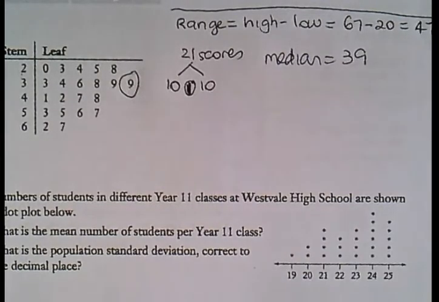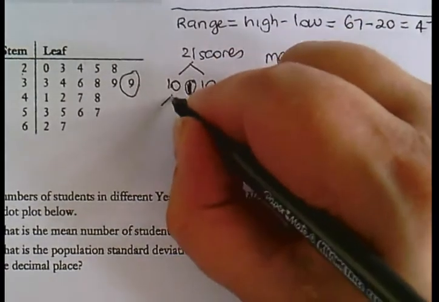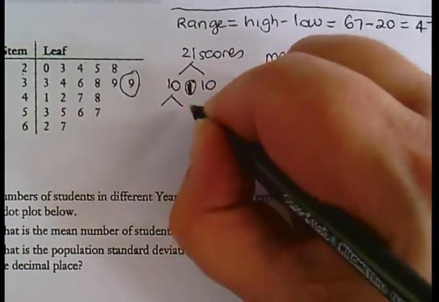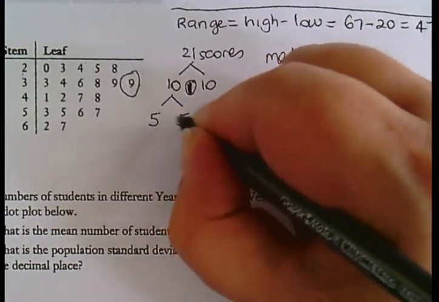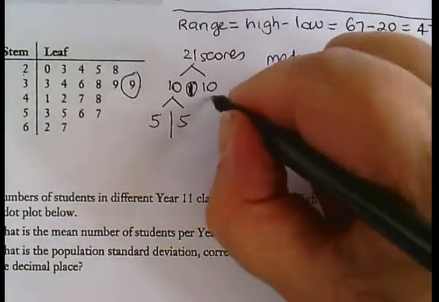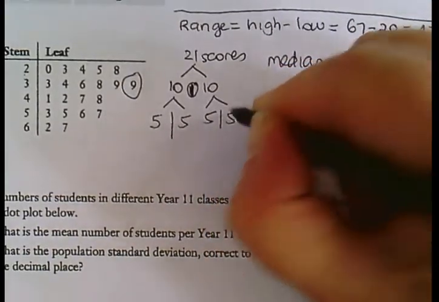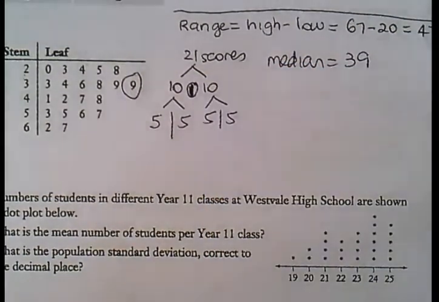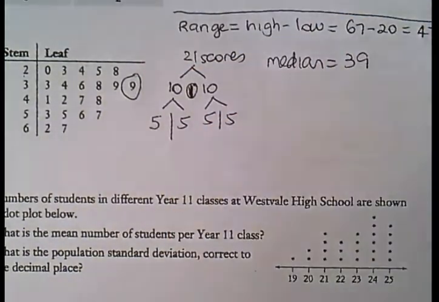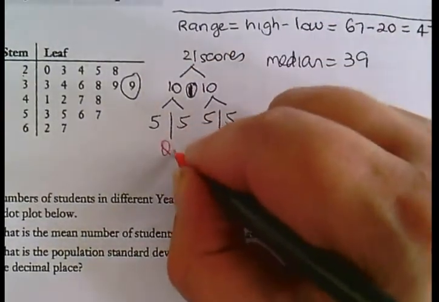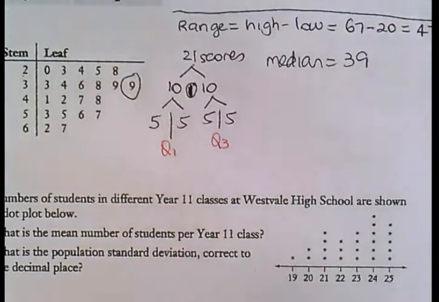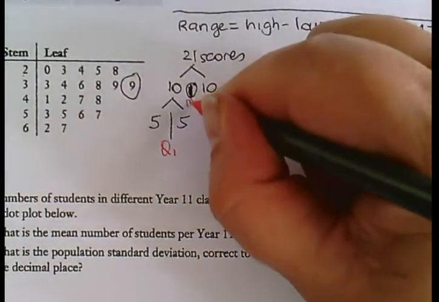Now, I have 21 scores. 10 on the left, 10 on the right, 1 in the middle. How do I find my quartiles? The lower 10 scores, 5 on the left, 5 on the right. Upper scores, 5 on the left, 5 on the right. How are we with this? So we've got Q1 and Q3. And that 1 score there was your median.